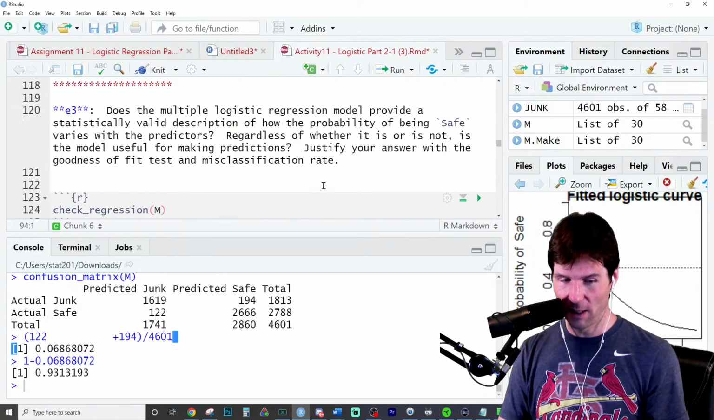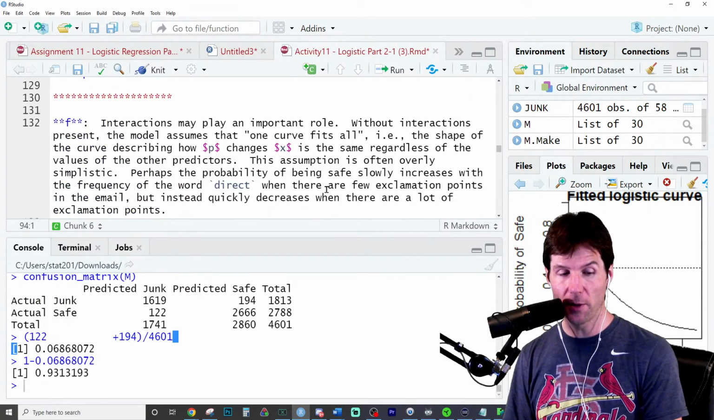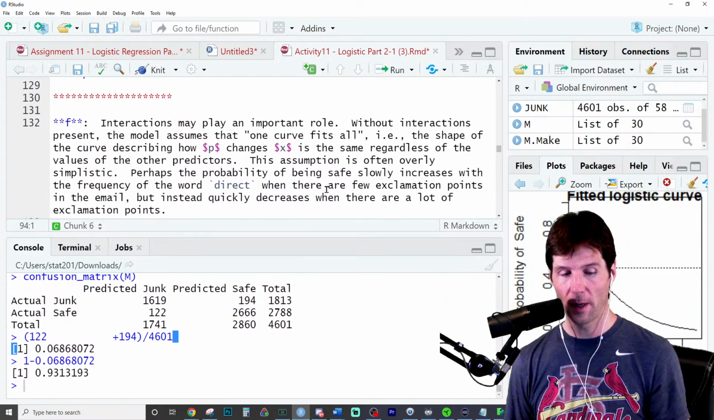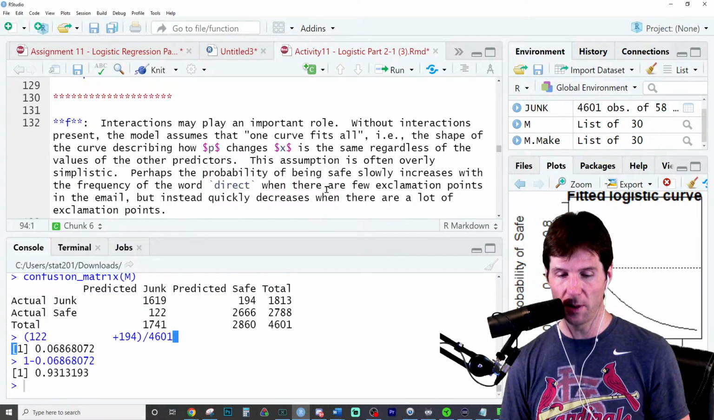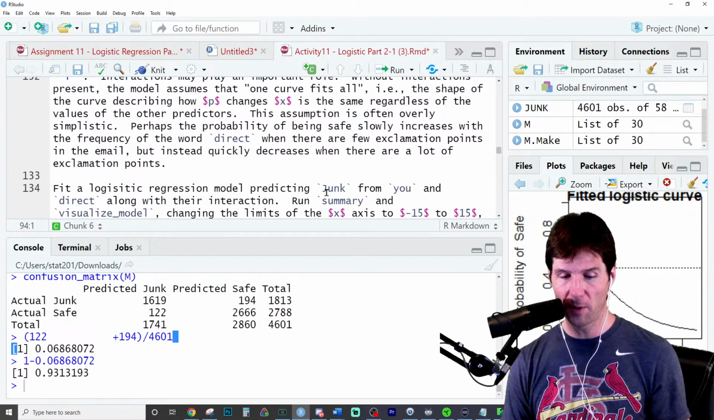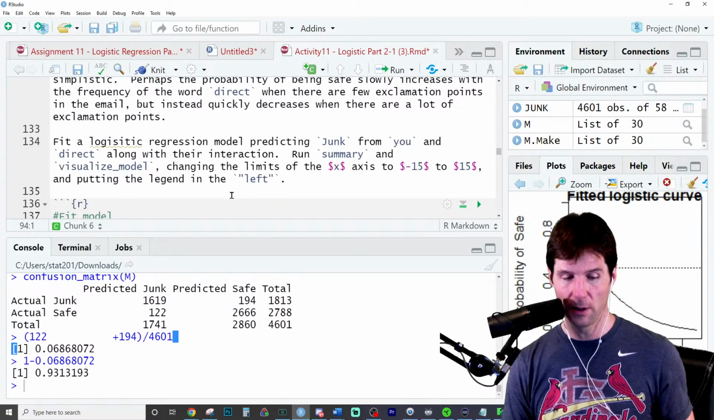Interactions. Ooh, this is going to get insane. Interactions right here may play an important role. Without interactions present, the model assumes that the curve is going to have a constant relationship, i.e. one variable will not impact the way another variable explains the y variable, the probabilities. So maybe what we did was too simplistic. Perhaps the probability of one variable depends on another. Fit a logistic model predicting junk from U and direct along with their interaction.